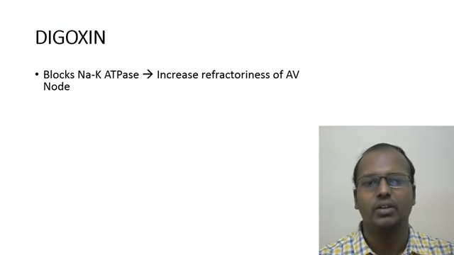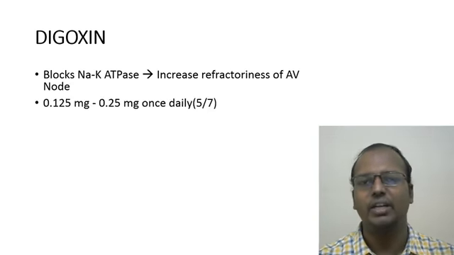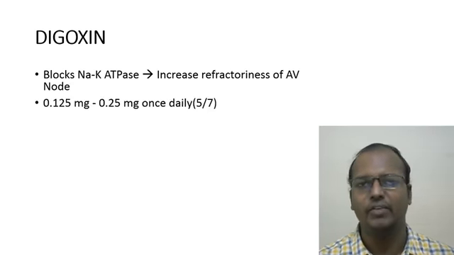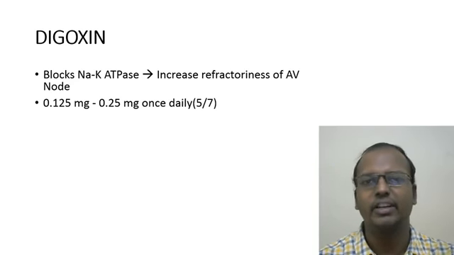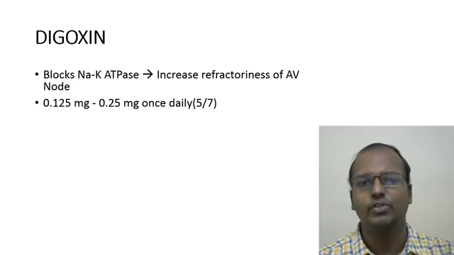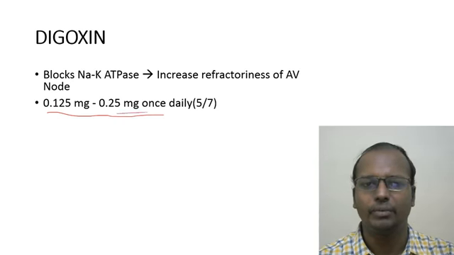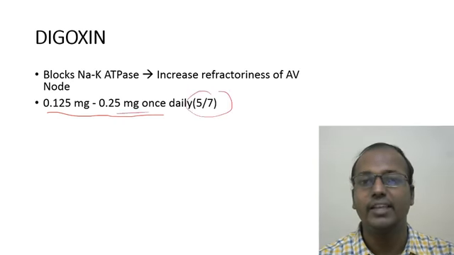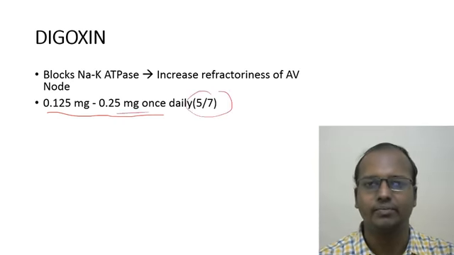So before finishing this module on atrial fibrillation, I would like to tell about digoxin because it is very commonly used. It blocks the sodium potassium ATPase and increases the refractoriness of the AV node so that it decreases your ventricular rates. To control the ventricular rate, we give digoxin, and the usual dosage is 0.125 to 0.25 milligram once daily. We give it for 5 days in a week only to avoid toxicity.